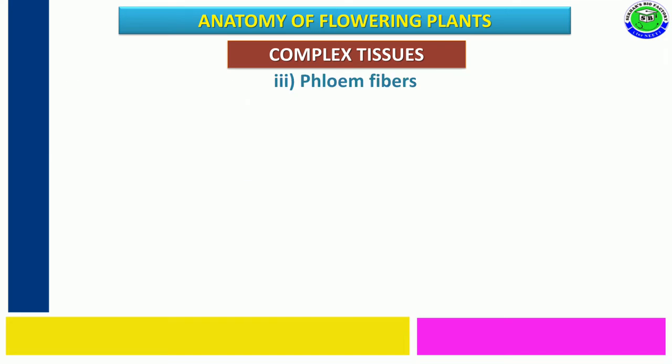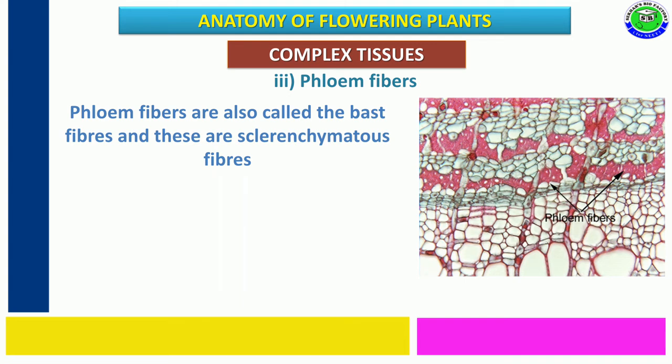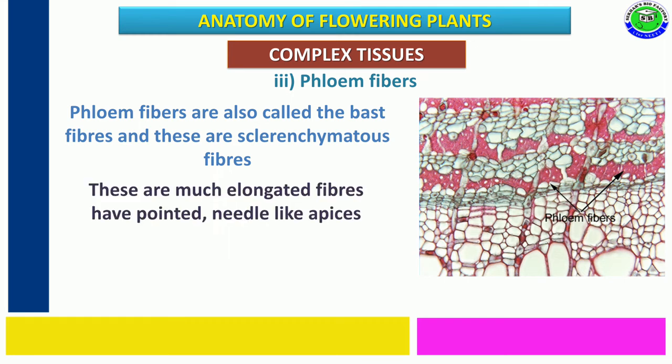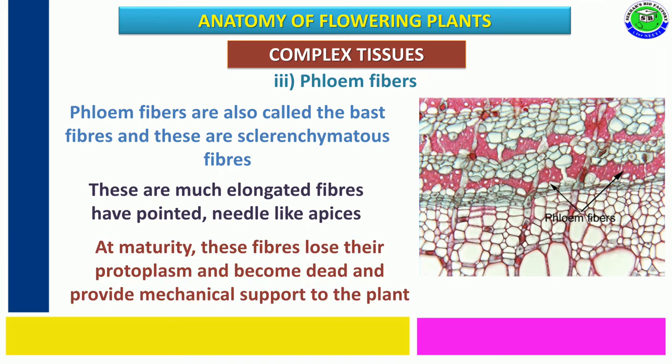The third component is phloem fibers. Phloem fibers are dead cells, also called bast fibers, and they are sclerenchymatous fibers. That's why they are dead in nature. These fibers are very long and have pointed ends like a needle apex. At maturity, the fibers lose their protoplasm completely, and due to the lack of protoplasm, the cell becomes dead and provides mechanical support only.